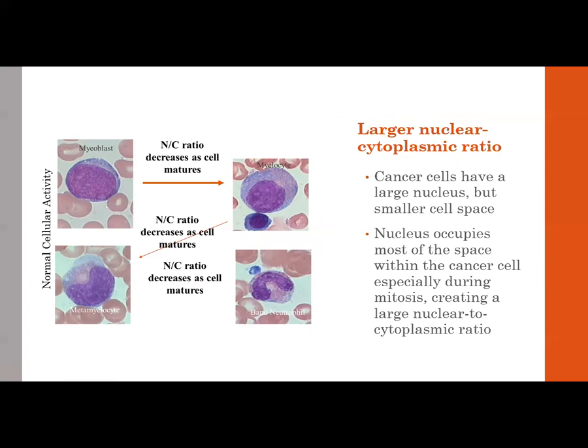With that, this means that the nucleus occupies most of the space within this cancer cell, especially during mitosis, creating that larger nuclear to cytoplasmic ratio. And if we think about that, that's going to cause issues when it comes to the functionality of the cell. That's mostly the reason why we talk about this, so that we understand this cancer cell is not going to be giving the right functions as it would if it was looking exactly like its parent cell.